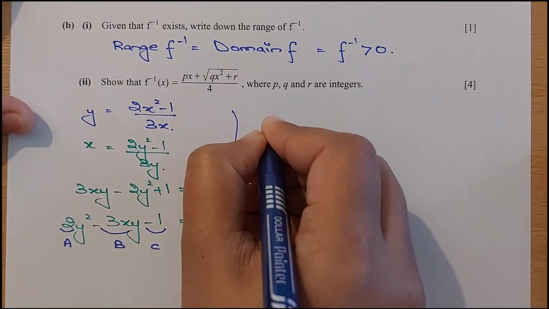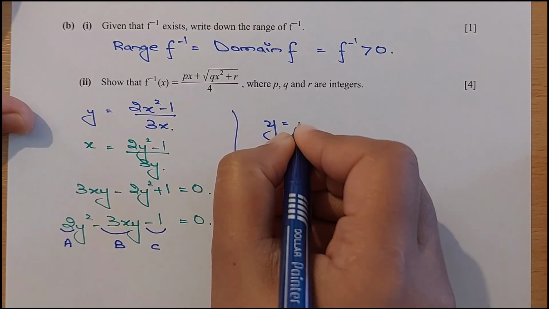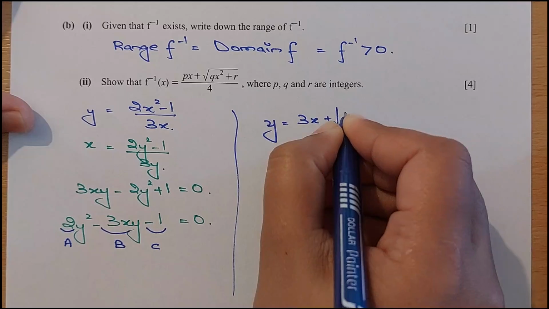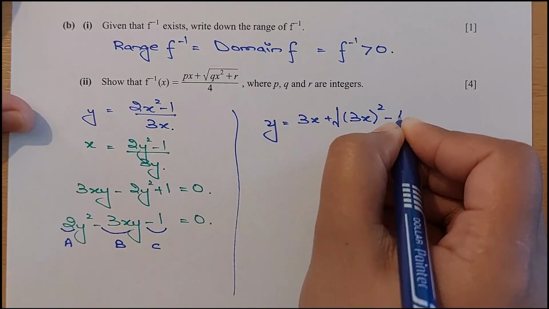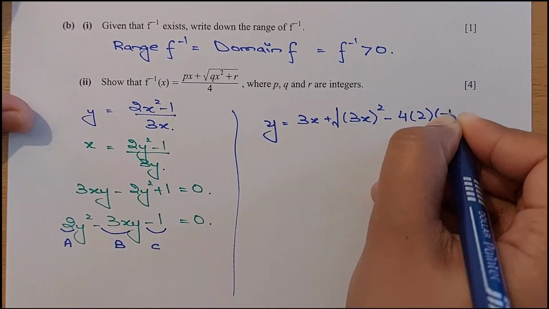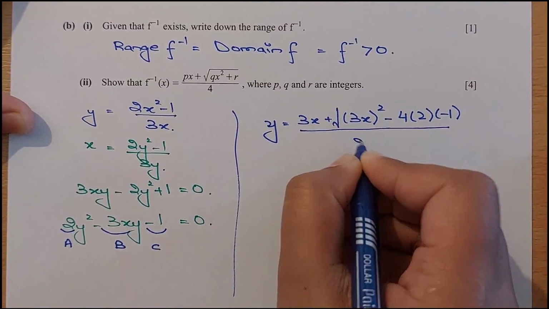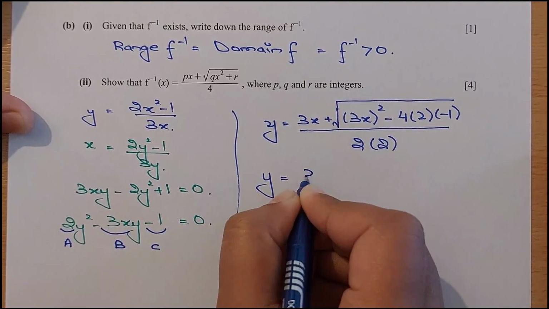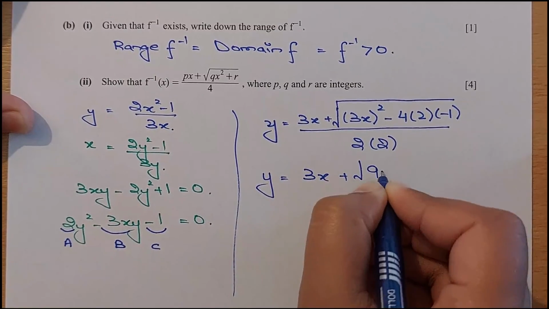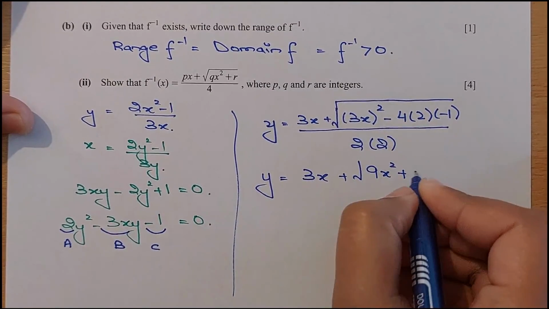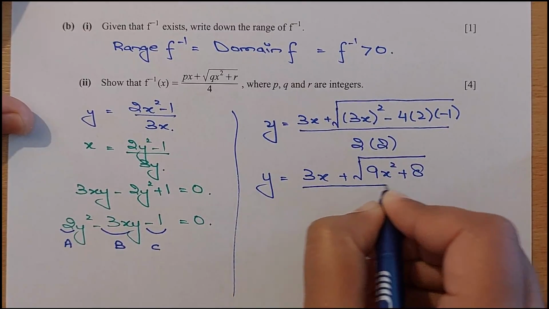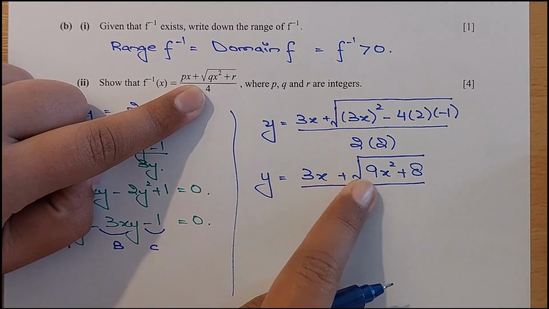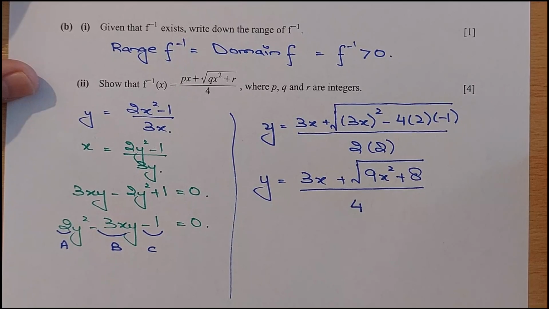Okay, so the quadratic formula is, we can say y is equal to minus b, so that is 3x, plus square root of b square, so (3x) square, minus 4ac, a value is 2 and the c value is minus 1, whole divided by 2 times the a value, that is 2. So y is equal to 3x plus square root of 9x square plus 4 times 2 is 8, divided by 4. So it is exactly the same form, so p value is 3, q value is 9, r value is 8. P, q, r are integers.